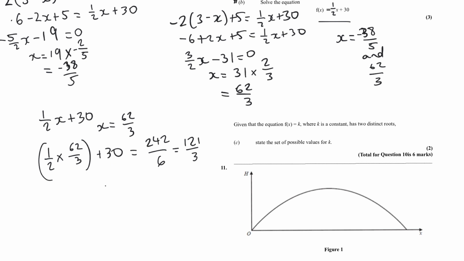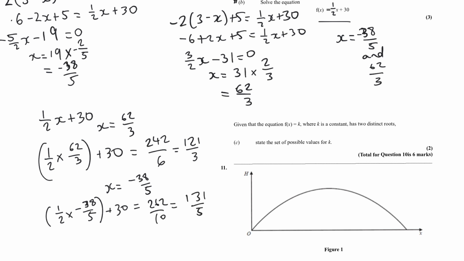And then when x is equal to minus 38 over 5, so that would be a half times minus 38 over 5 plus 30, which would leave you with an answer of 262 over 10, and that would be simplified into 131 over 5. So then for our range of values of k, this time we don't have to put it in set notation, so it'll be 131 over 5 is less than or equal to k, which is less than 121 over 3.